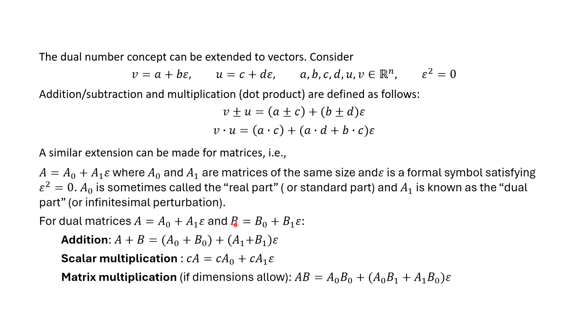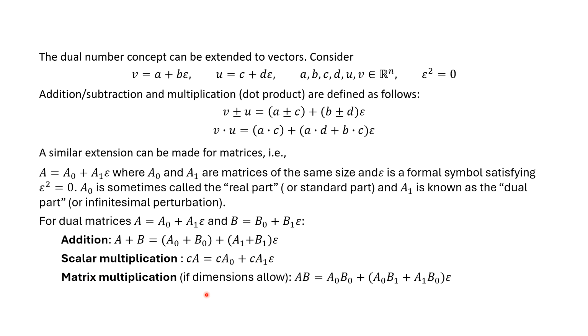Okay, and if we take two dual matrices shown here, we can add them, or subtract them, by component. We just add the real parts together, and then the dual parts shown here. Scalar multiplication is you just multiply through by c. And keep in mind, epsilon is not a vector and it's not a matrix. It's just this entity whose square equals 0.